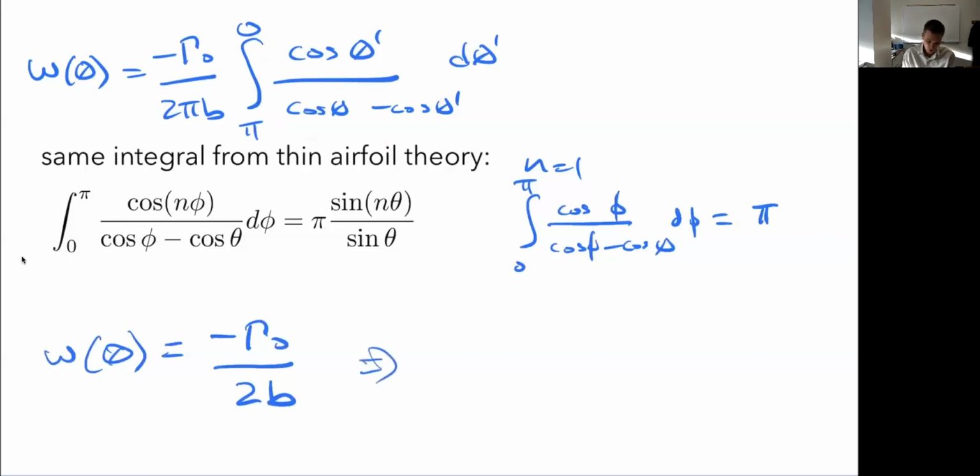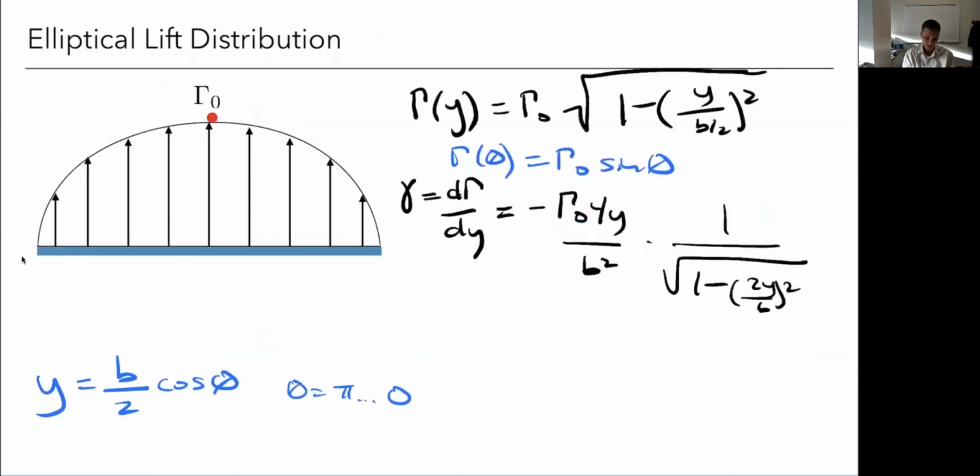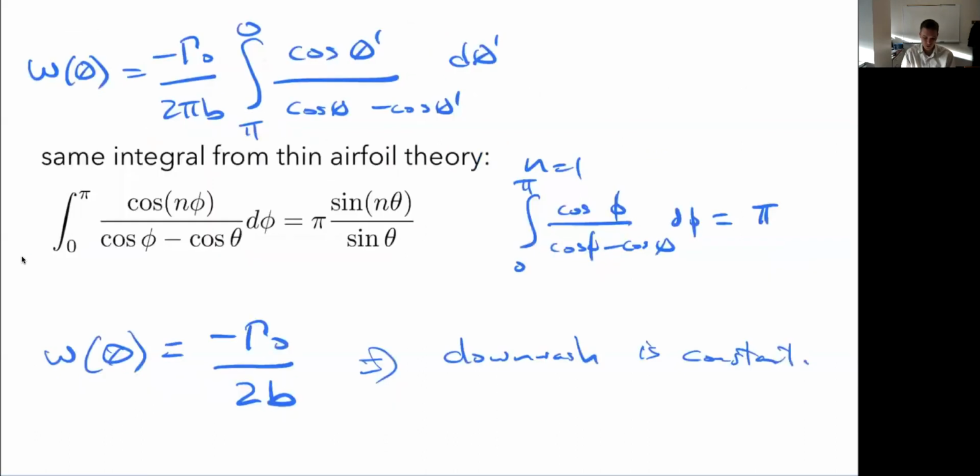So here's our first useful result: for an elliptic lift distribution, the downwash is constant along the wing. This is a function of theta, which varies from pi to 0, representing the variation along the wing. b is just the wingspan, a constant, and gamma 0 is just the magnitude, a constant indicating the magnitude of this lift distribution. So this is constant along the entire wing. So for an elliptic lift distribution, downwash is constant.